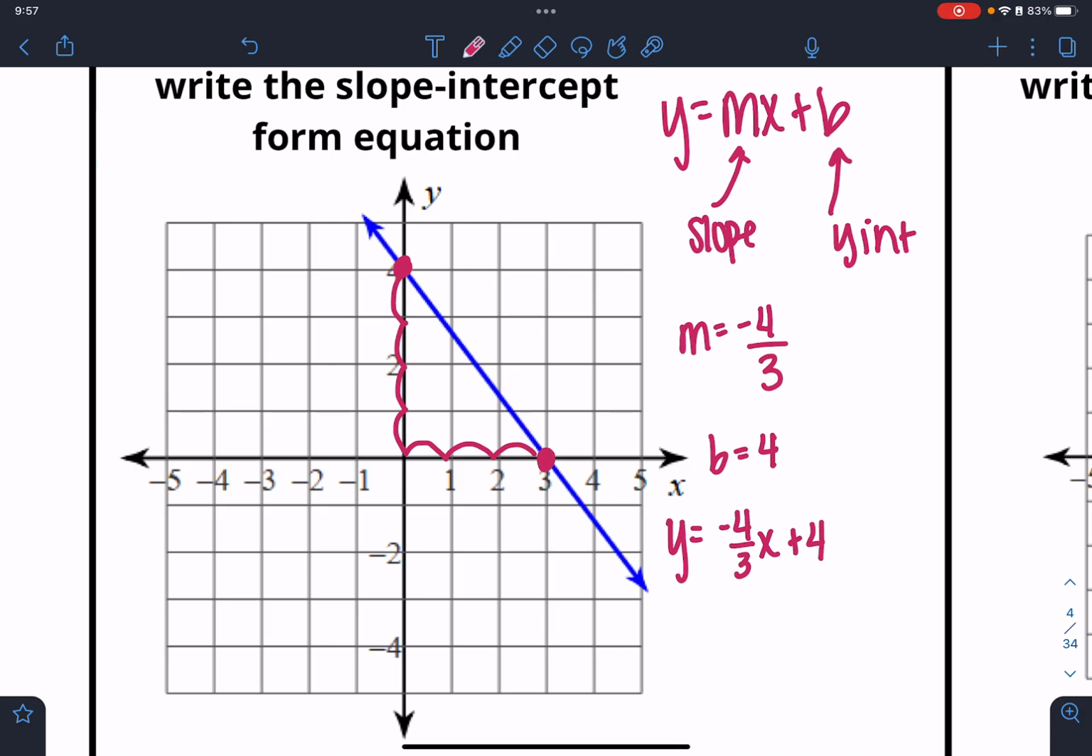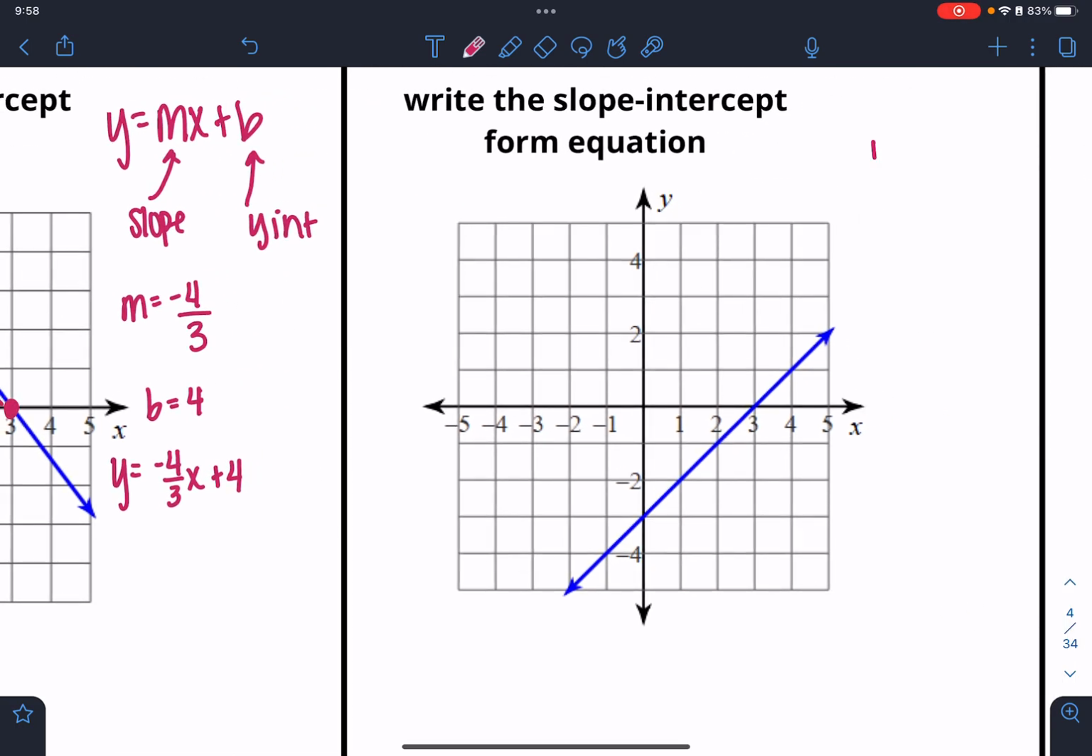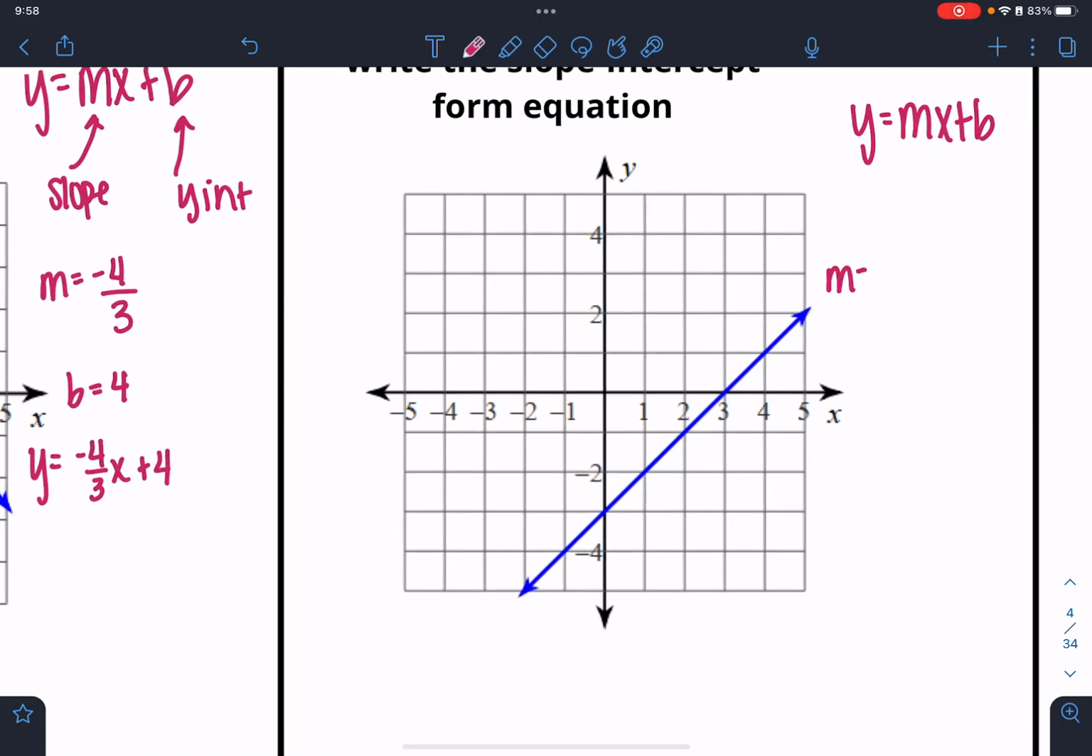Okay, so that's it. We know how to find the slope. We know how to identify y-intercept. You just plug it into the formula, and we're done. Okay, so let's try that one more time. We're going to write the slope-intercept form. So again, we're looking for y equals mx plus b. And so I'm going to write off to the side, I know I need to find the slope. I need to find the y-intercept. So let's go ahead and do that.